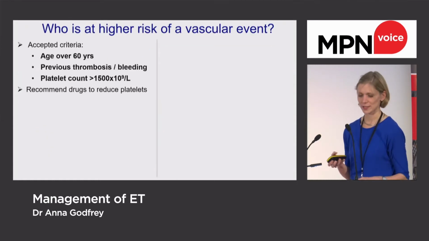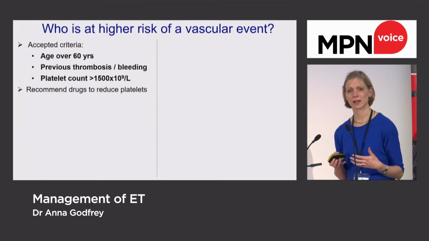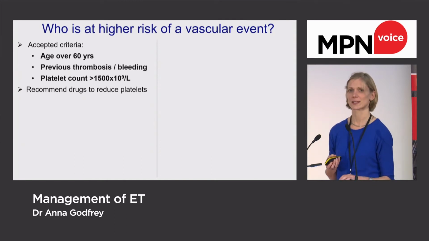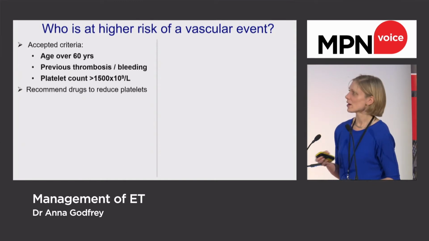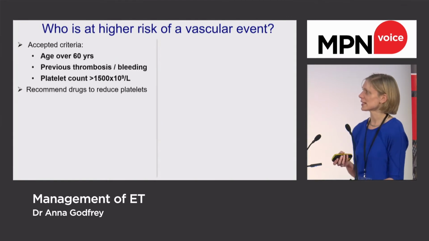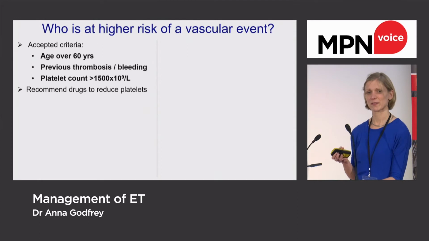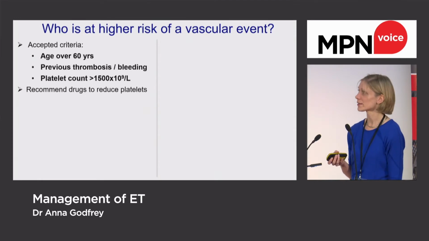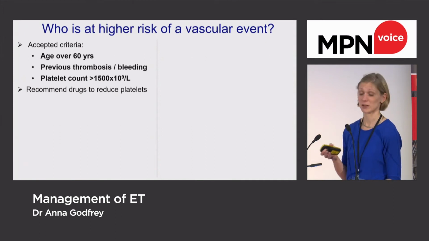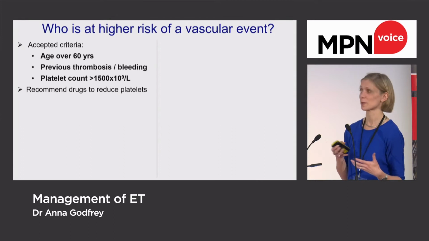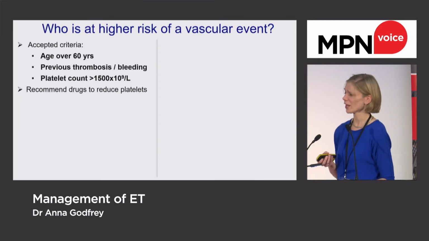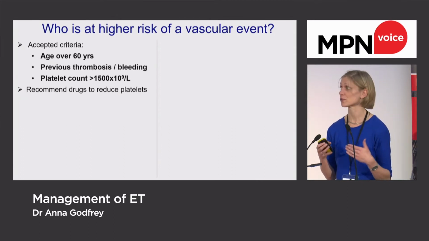So how do we do this? How do we identify the people who are at higher risk of having these vascular events? Over the course of having studied ET, the criteria that have come up to identify people who are more at risk of having a thrombosis, a blood clot, are essentially people who are over the age of 60 and people who have had anything in the past, so a previous thrombosis or a previous major bleed that's been attributable to their disease.